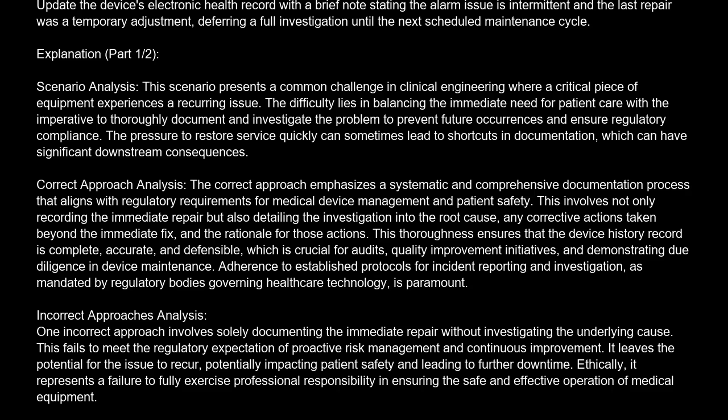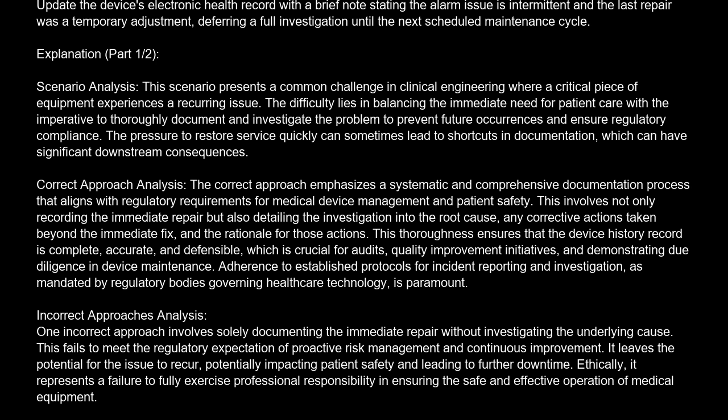This thoroughness ensures that the device history record is complete, accurate, and defensible, which is crucial for audits, quality improvement initiatives, and demonstrating due diligence in device maintenance. Adherence to established protocols for incident reporting and investigation, as mandated by regulatory bodies governing healthcare technology, is paramount.